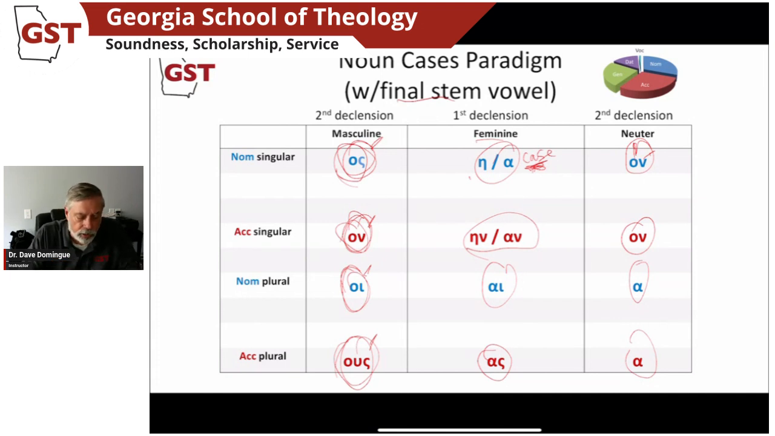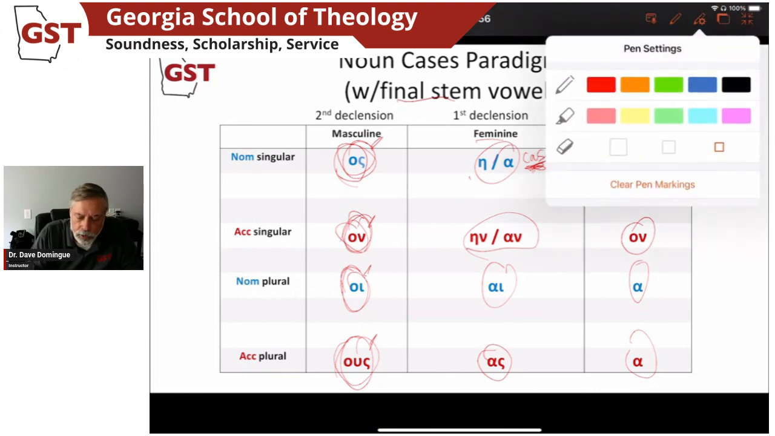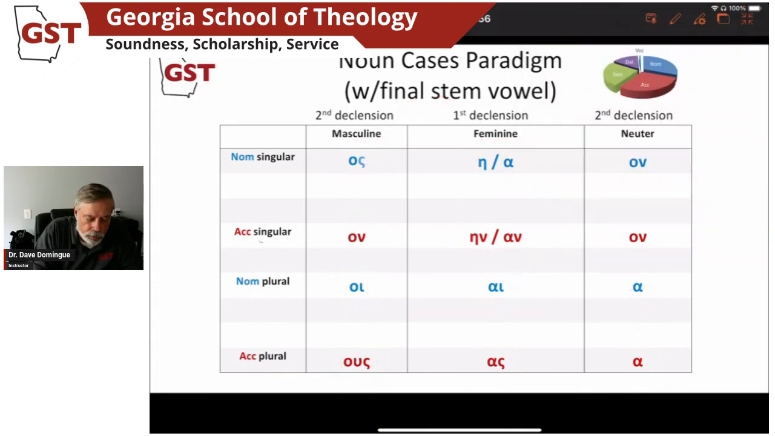So hopefully you can see a little bit of a pattern. Notice that we see, let me clear this up. We can notice that in our accusative singular, whether you're talking about second declension masculine, a first declension feminine, or a second declension neuter, the case ending is a nu. All right, that is a pattern.